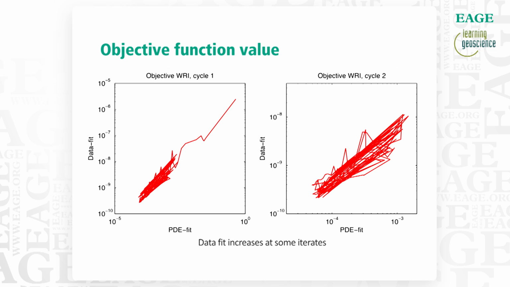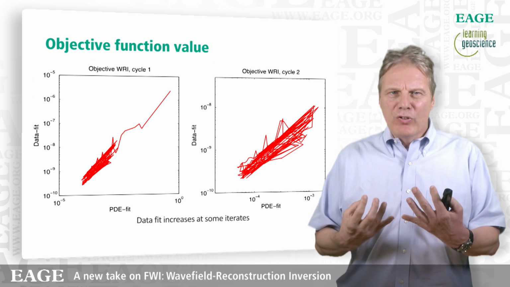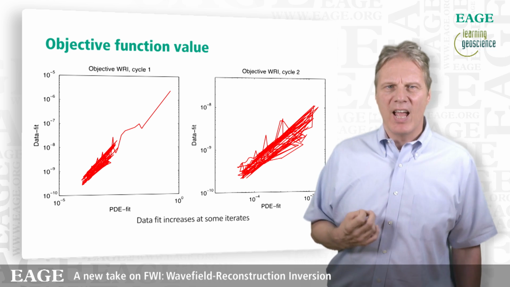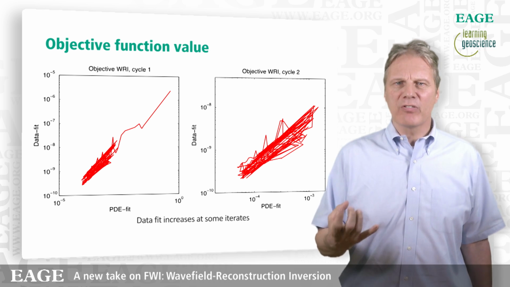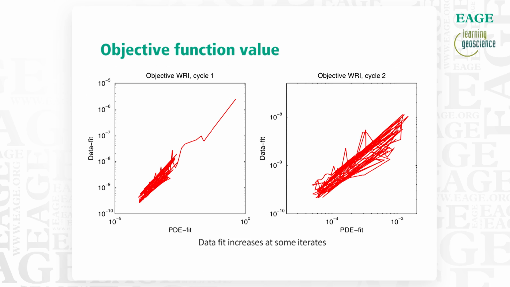Now, why does this all work? Well, because this objective function is allowed to play around with the PDE misfit as well as the data misfit, and the data fit can sometimes increase at certain iterates. So sometimes you can maybe go in the wrong direction, but since you have more play, you can actually get your way out of these local minima.